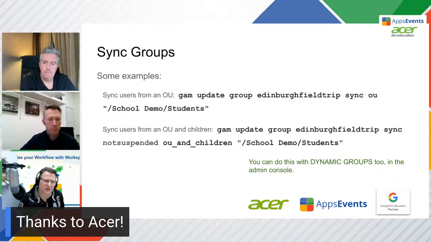The first one there, the top one, will only sync users at that level. So it won't pay any attention to any of the sub-OUs. None of those sub-OU members would be added. But the second one, where it says OU and children, will sync all of the members of that OU and any sub-OUs that you've got. So they'll all be synced through.